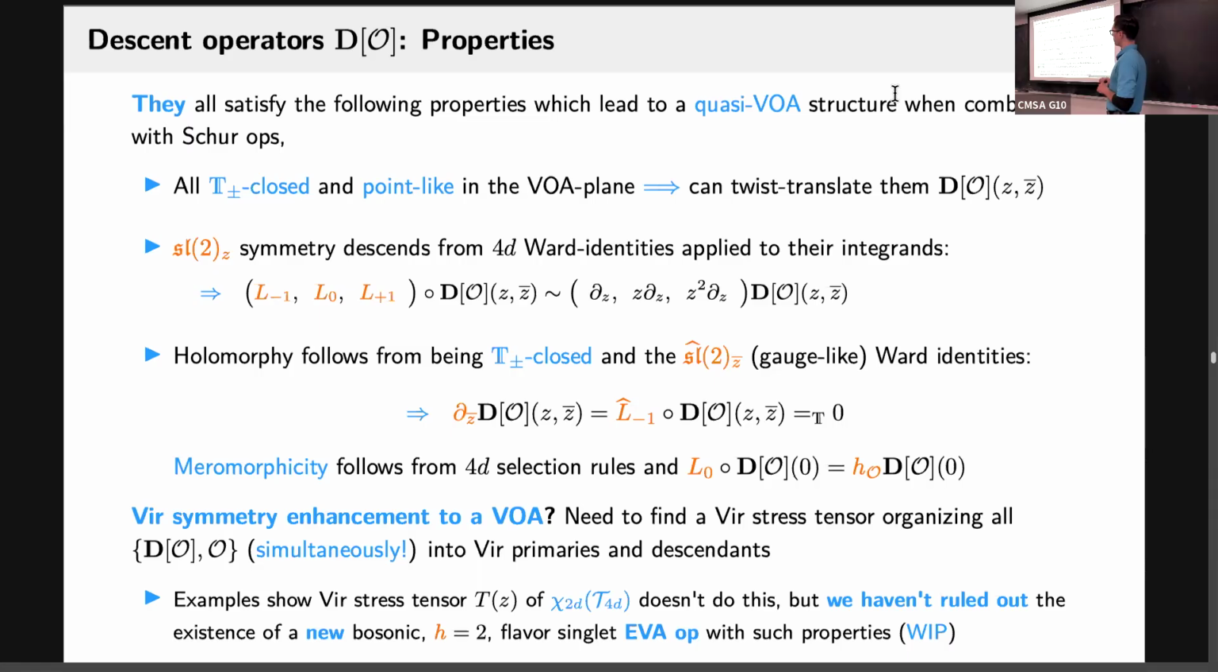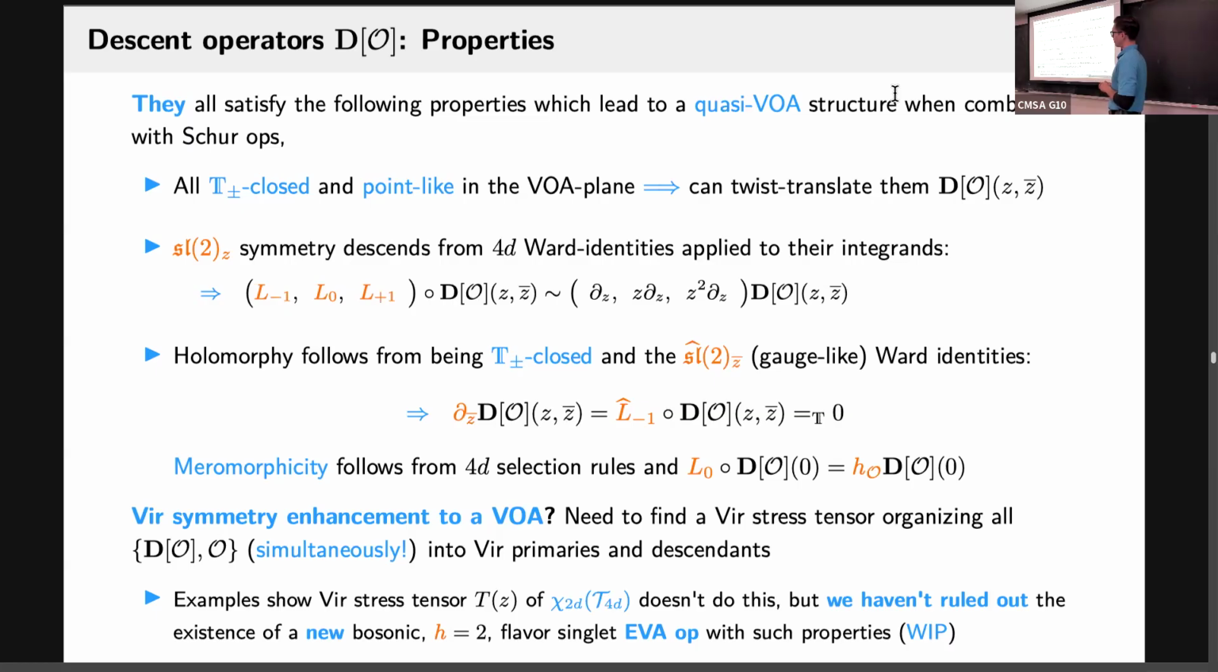And meromorphicity of their correlators and OPEs when they're translated to arbitrary points in the VOA plane follows, again, from some 4D selection rules on their integrands. And also you need to know what their chiral weight is, which is given by the eigenvalue of this L0 generator of the SL2Z factor. And it's a brief computation to show that their chiral weight is equal to the chiral weight of the Schur operator they're constructed from. So you don't actually shift the chiral weight of the Schur operator when I perform this descent procedure. So basically the action of L0, at least in T plus-minus cohomology, commutes with the action of this descent operation.